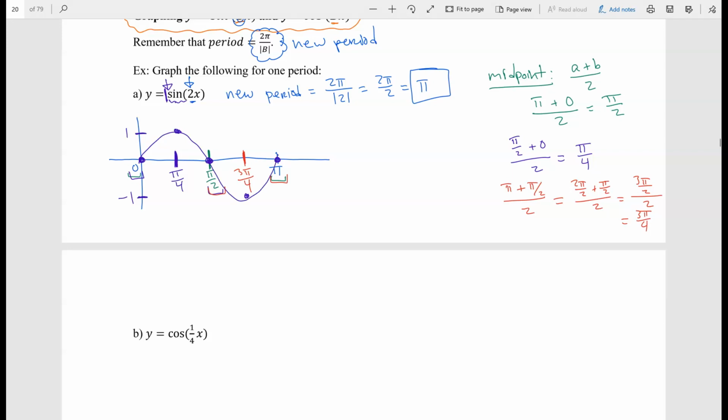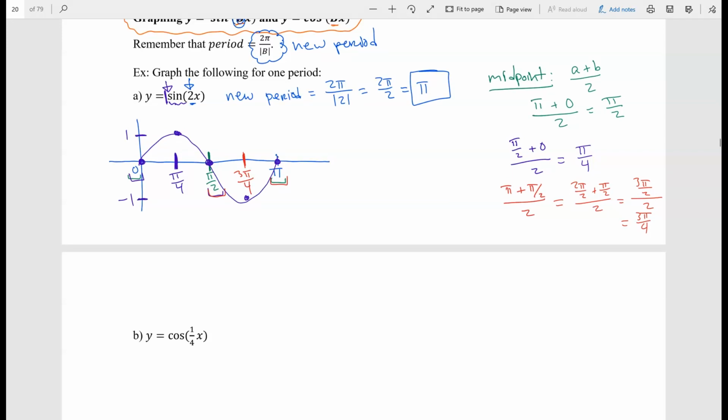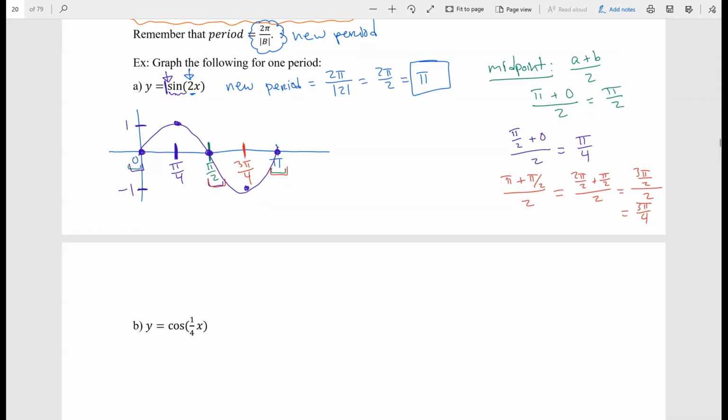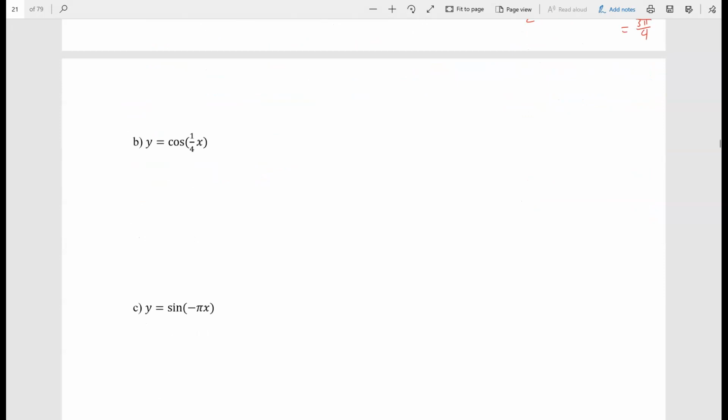Okay? Now in this case, we're not asking for the domain and the range, but you can see the domain is always going to be all real numbers from -infinity to +infinity, and the range is going to be from -1 to 1. So just so that you can kind of look at it. Okay, so it's a little bit more involved when there's something inside of the sine or the cosine.